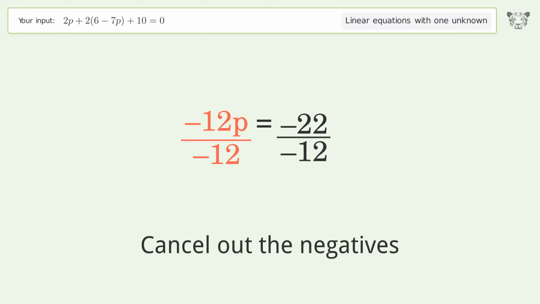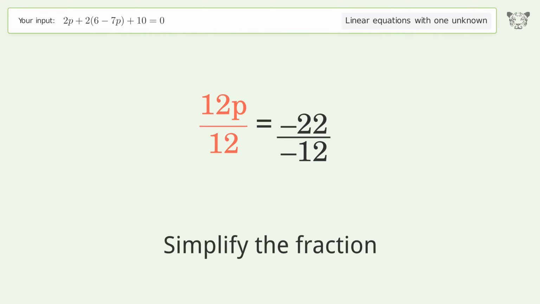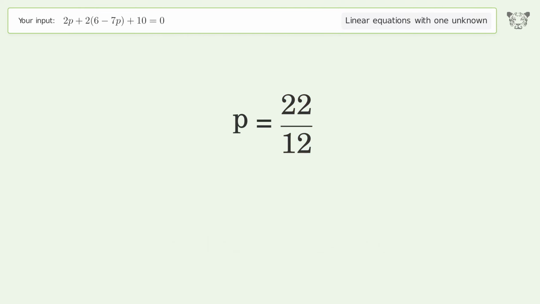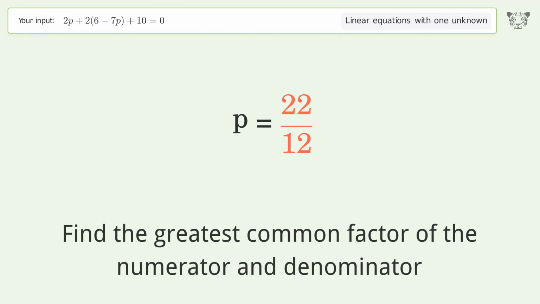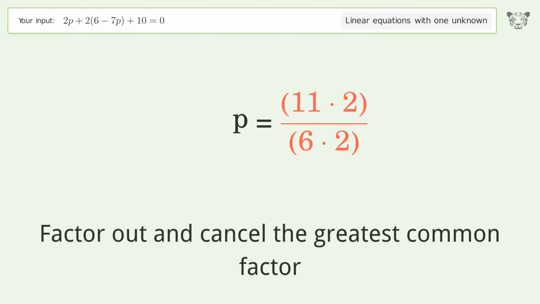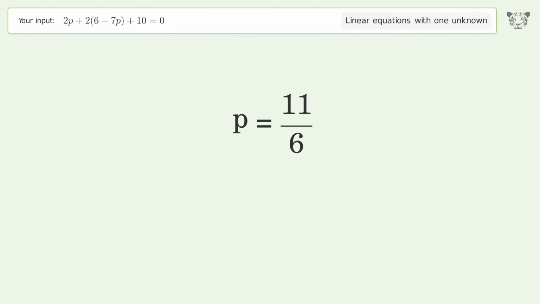Cancel out the negatives. Simplify the fraction. Cancel out the negatives. Find the greatest common factor of the numerator and denominator. Factor out and cancel the greatest common factor. And so the final result is p equals 11/6.